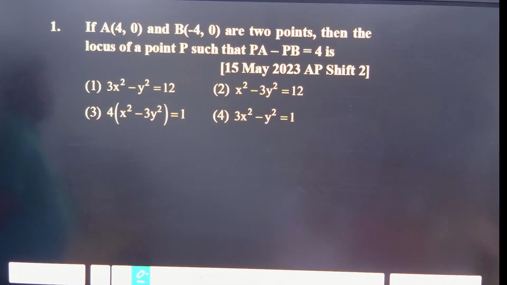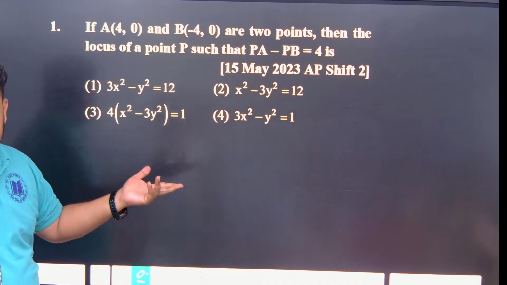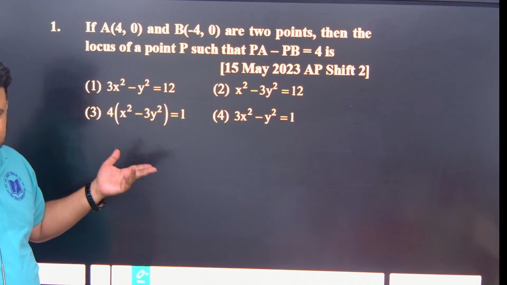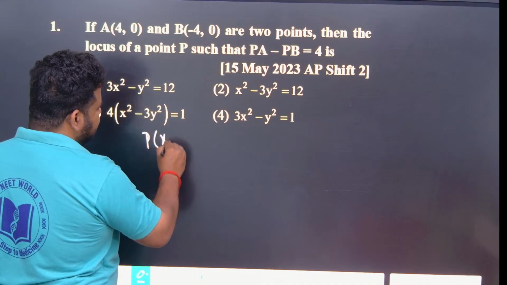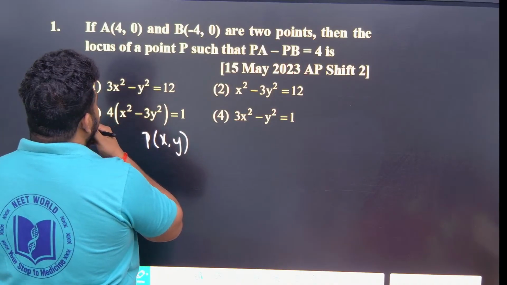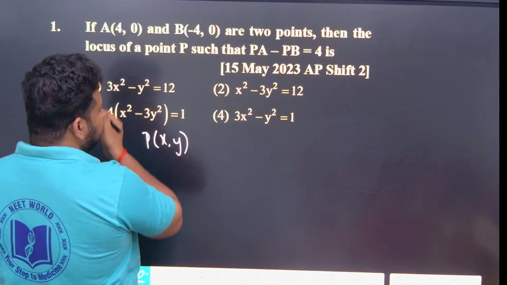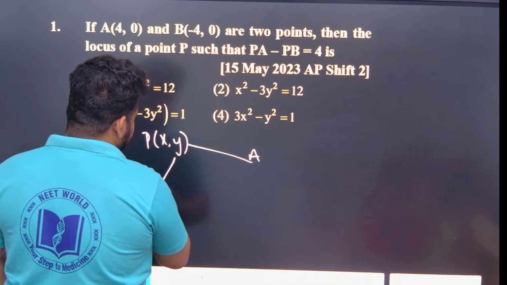If A and B are 2 points, then the locus of point P such that PA minus PB is equal to 4. The point P we don't know. We can take it as h comma k, but here anyway the equation is not given in x and y, so we will take P only as x and y. P of x comma y. They are telling A and B are the 2 points, then the locus of a point P such that PA minus PB. Let us take it like this, PA minus PB.